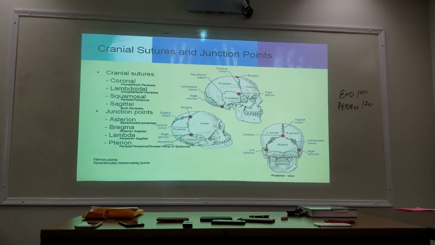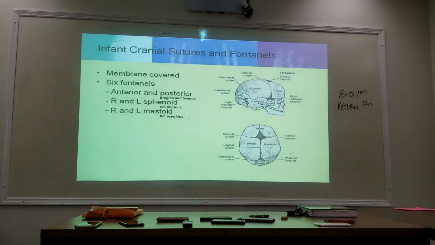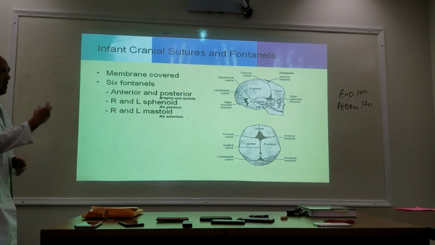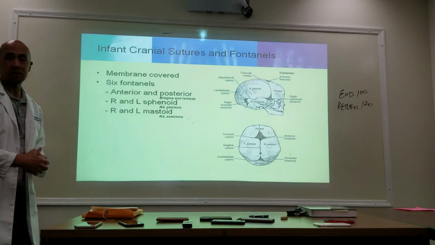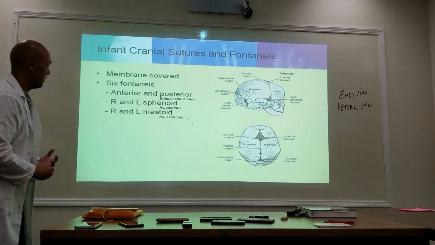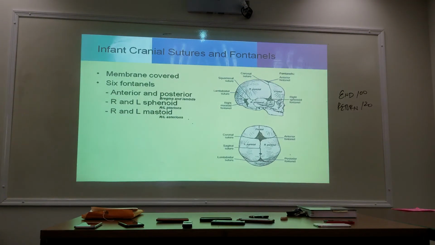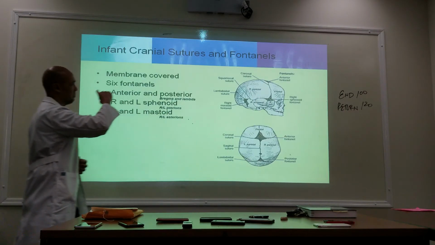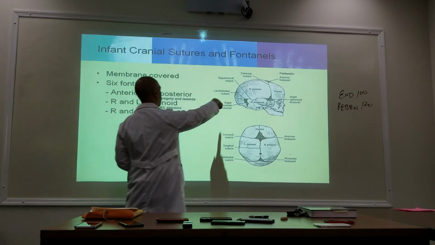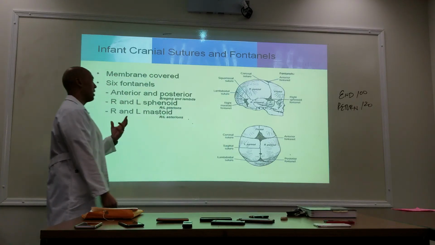Now, when you're an infant, when you're young, the cranial bones aren't fully developed yet, and so you have these soft spots, which we call fontanelles. There are 6 of them. The first ones are the anterior and posterior. Remember, anterior is the bregma. On the back is your lambda.